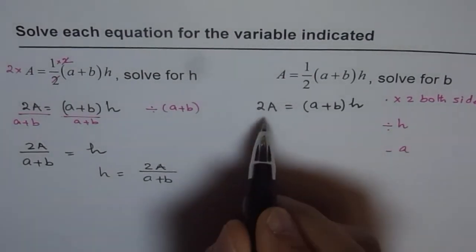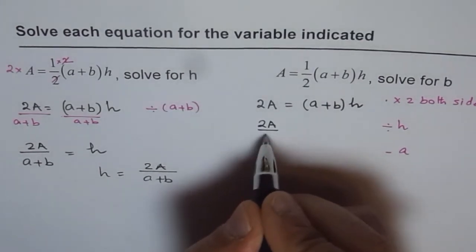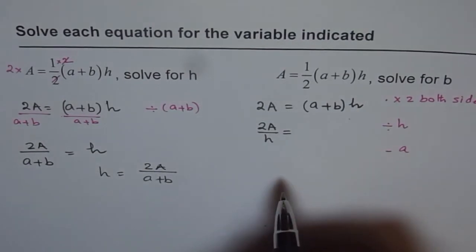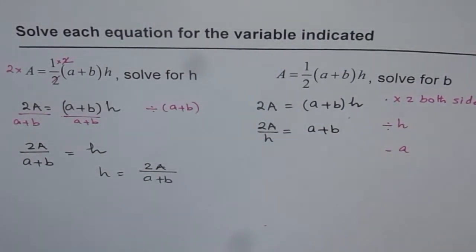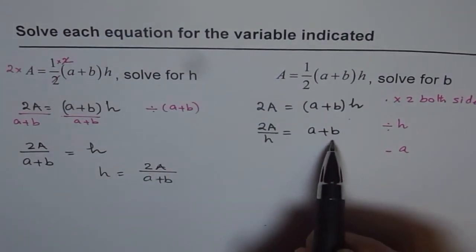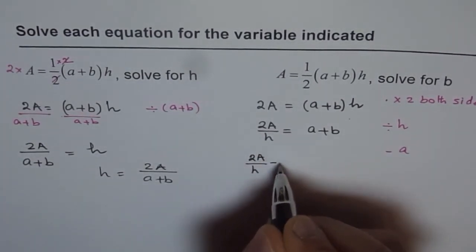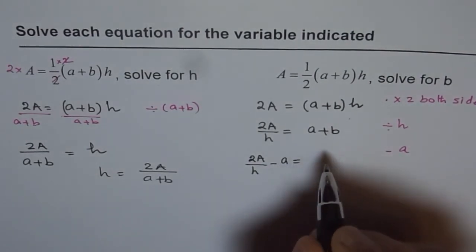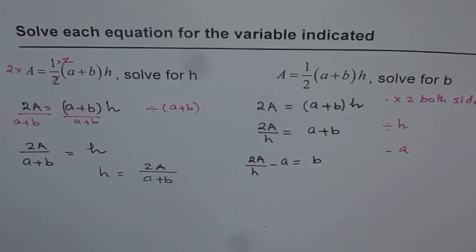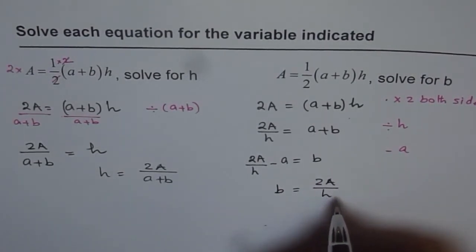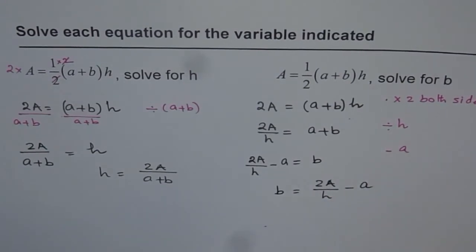When we divide by h on the left side, we get 2a divided by h. And when you divide by h on the right side, h and h get cancelled, so we are left with a plus b. Do you see that? Since we need to isolate b, we'll take away a from both sides. So you get 2a over h minus a equals b. Do you see that? So now we can write down b equals 2 times a over h minus a. So that is how we can isolate variable b.